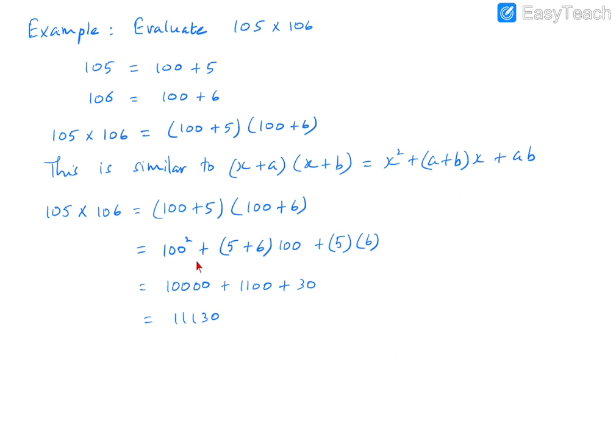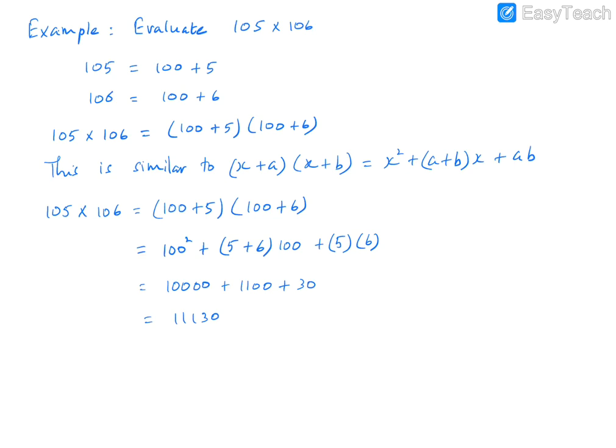So we have used much simpler numbers to do the calculation. It's easier to find 100 square, or to multiply some sum with 100 and then add them together, rather than having to multiply these two numbers directly, okay? So algebraic identities are used for computing certain calculations as well. So this is one of the uses of the algebraic identities.